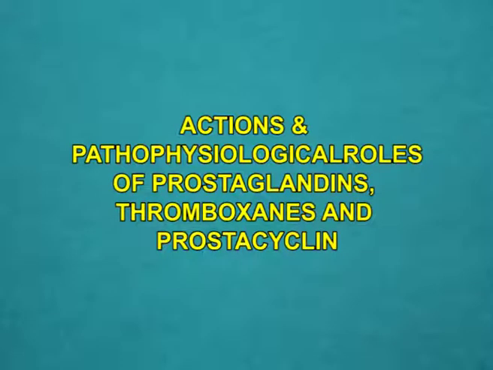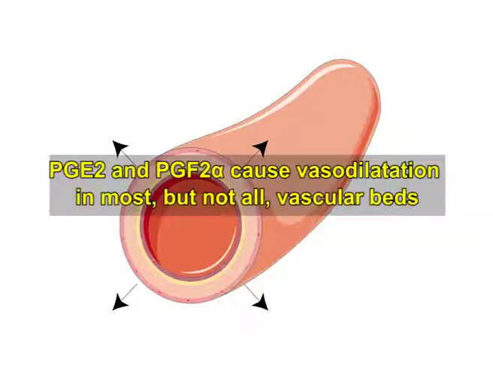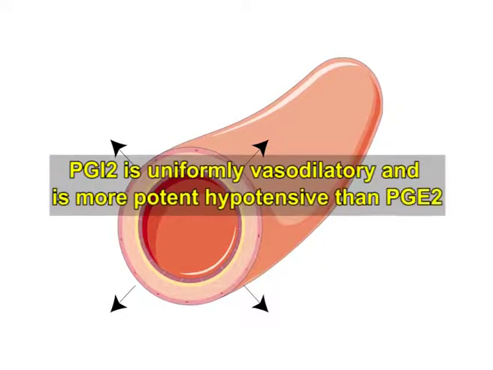Now we come to the actions and pathophysiology of prostaglandins, thromboxanes and prostacyclin. The cyclic eicosanoids produce a wide variety of actions depending upon the particular PG or thromboxane, species tested, tissue, hormonal status and other factors. PGE2 and PGF2 alpha cause vasodilation in most but not all vascular beds. PGI2 is uniformly vasodilator and is a more potent hypotensive than PGE2.